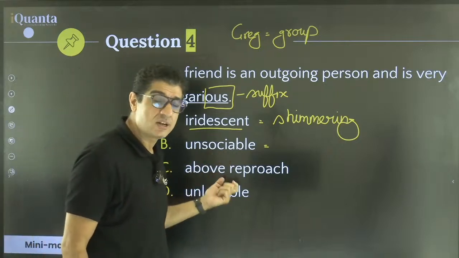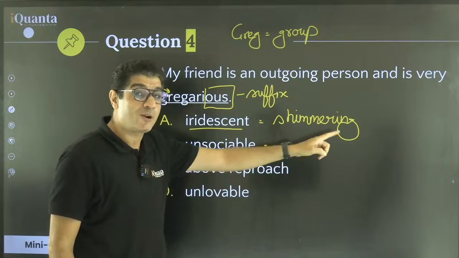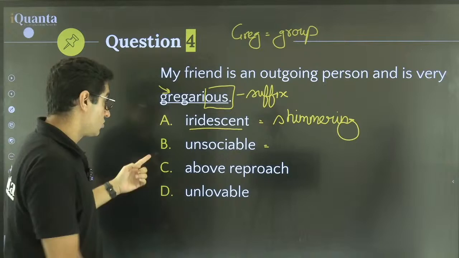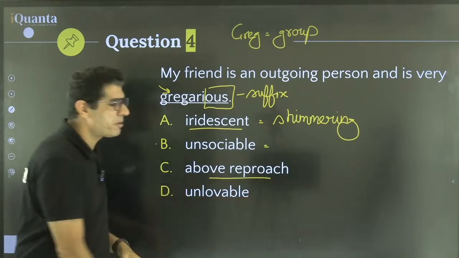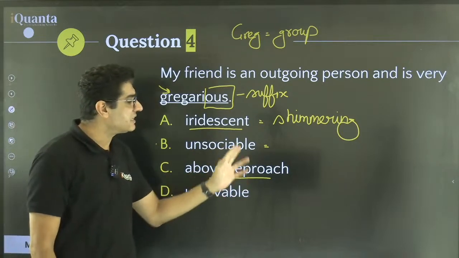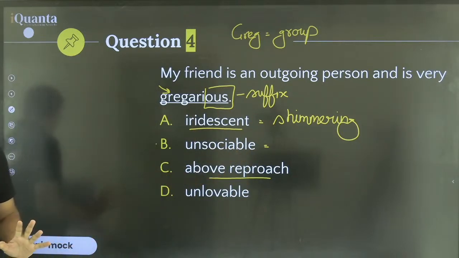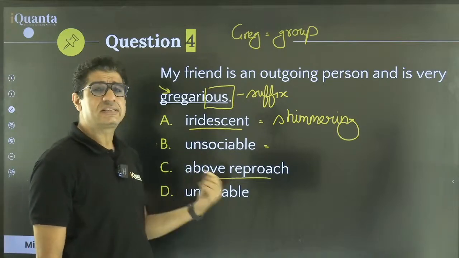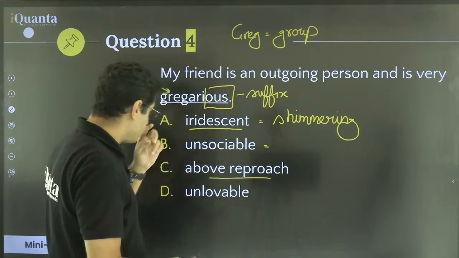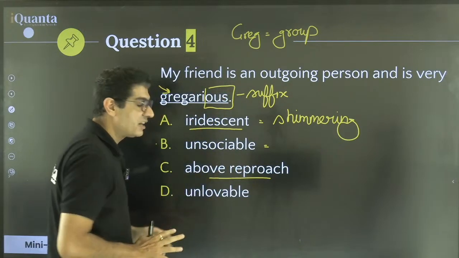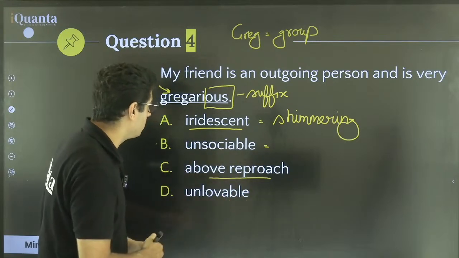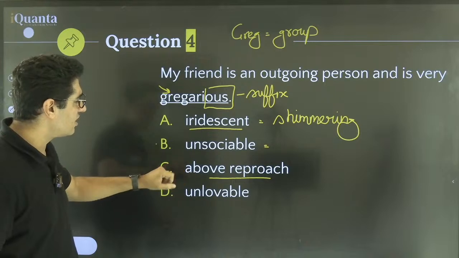Somebody who's not social, somebody who does not like to meet people or spend time with them. Oh, see that? Okay, so this can be your answer. Okay, somebody who is above reproach. What does that mean? Reproach basically means to criticize somebody, especially to criticize somebody for not doing something successfully. So if somebody is above reproach, then it means that he is above criticism. You cannot criticize him. So gregarious versus can't be criticized.